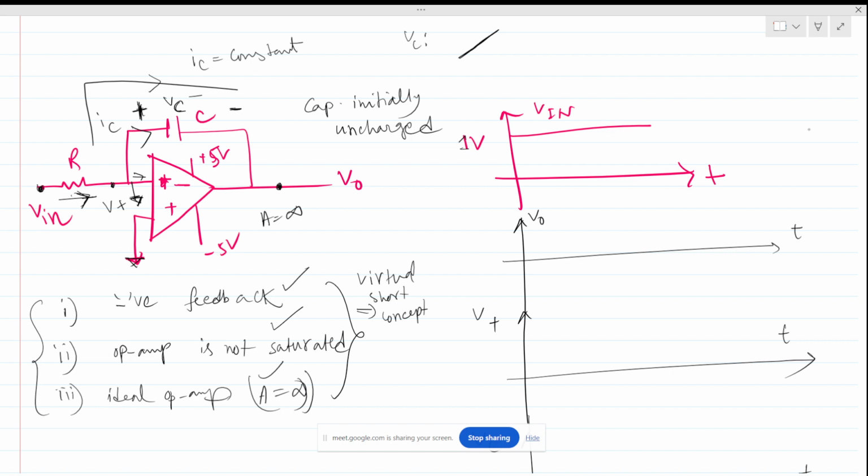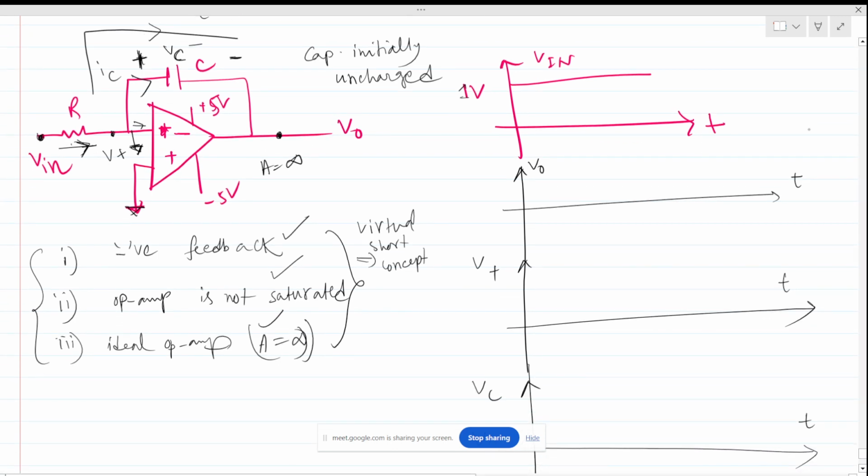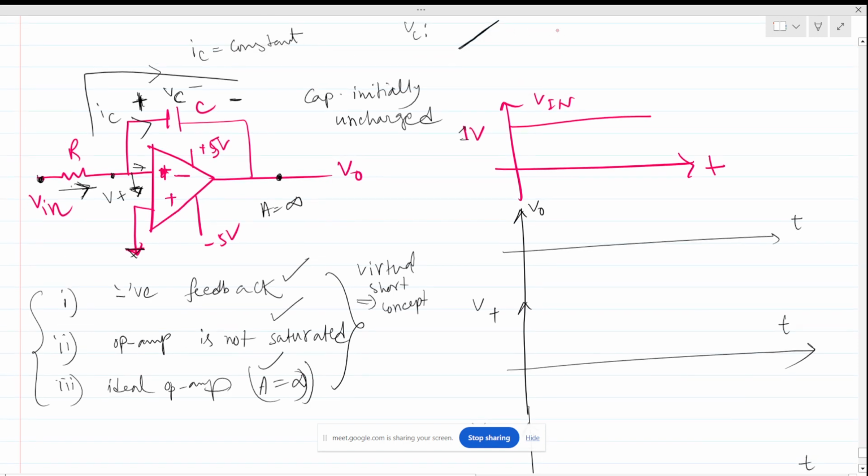Now how do we find that? One thing let me do. If this voltage is going to increase, this voltage is going to increase, what will be this voltage?